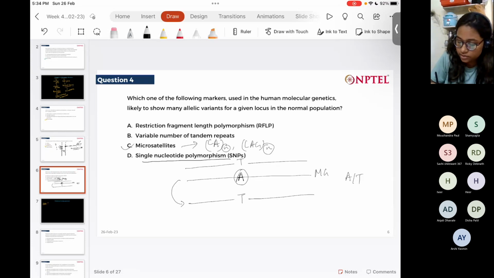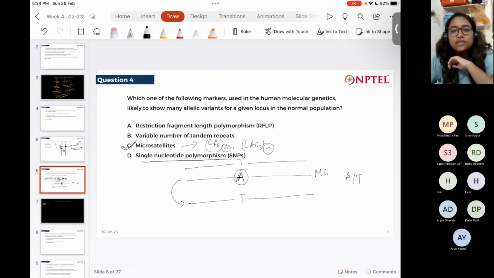Okay, you're correct. If anyone has any query on this, do let me know. The answer is microsatellite to this particular question, because microsatellites can have various numbers of repeats, right? And they are all present within the same locus in the chromosome.